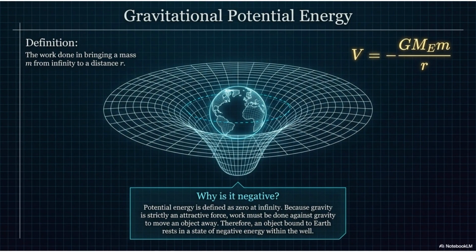Gravitational potential energy is the work required to bring a mass from infinity to a point in a gravitational field. Because gravity is an attractive force, this potential energy is expressed as a negative value within the gravity well.